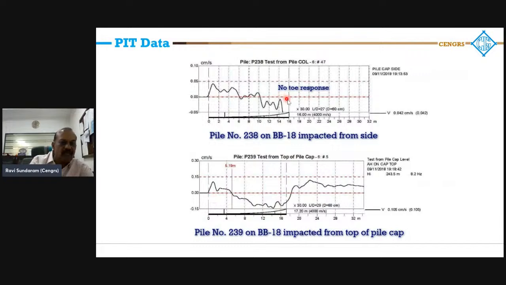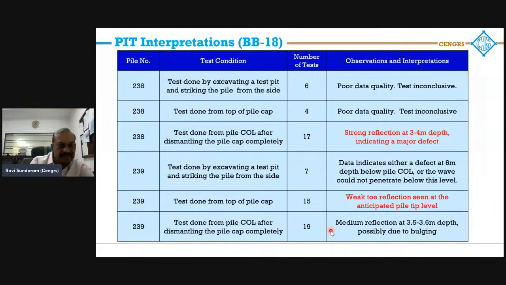So this is what we got from the pile integrity test. We could see no toe response. This was in BB18. Whether it was impacted from the top or from the side, we were not able to get a proper identification of the pile toe, which means that the pile toe is probably not there.